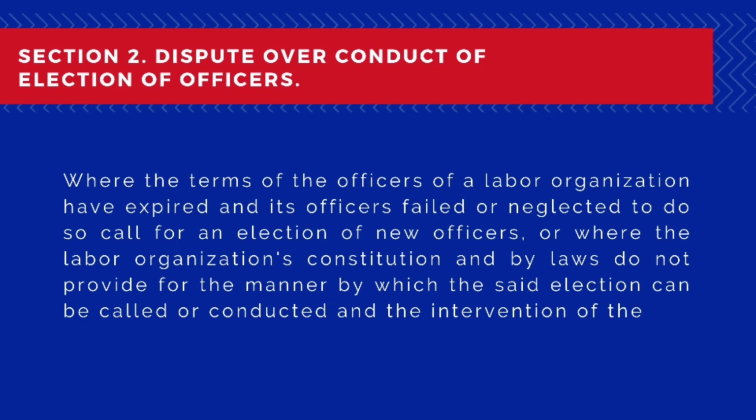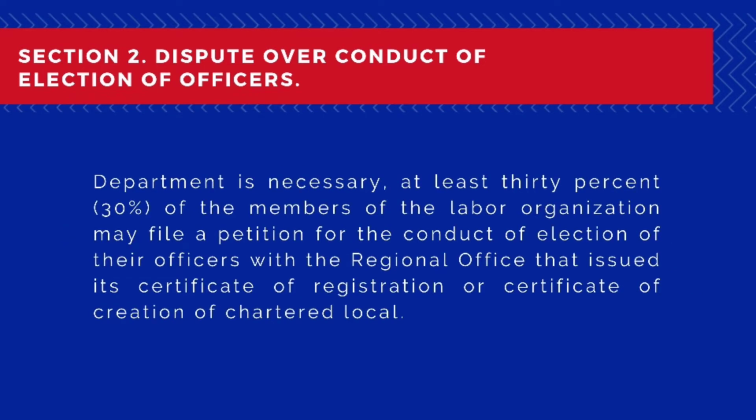Section 2. Dispute over conduct of election of officers. Where the terms of the officers of a labor organization have expired, and its officers failed or neglected to call for an election of new officers, or where the labor organization's constitution and bylaws do not provide for the manner by which the said election can be called or conducted, and the intervention of the department is necessary, at least 30% of the members of the labor organization may file a petition for the conduct of election of their officers, with a regional office that issued its certificate of registration, or certificate of creation if chartered local.